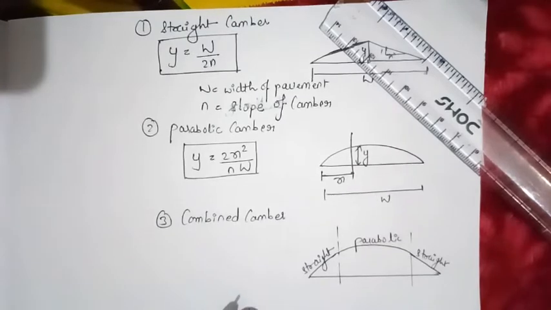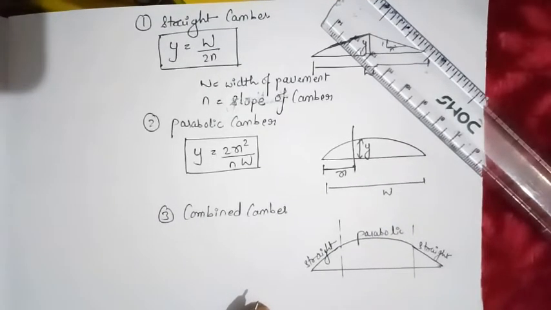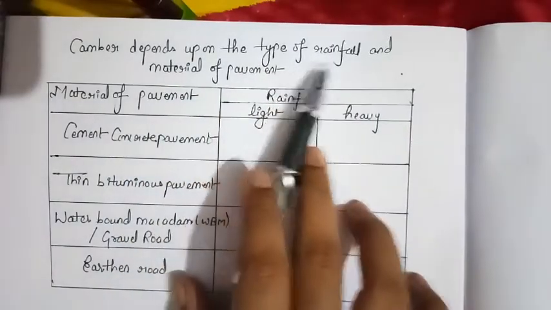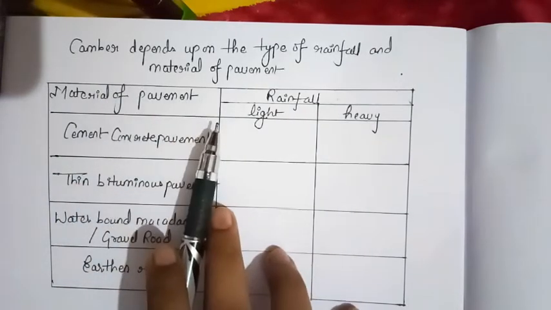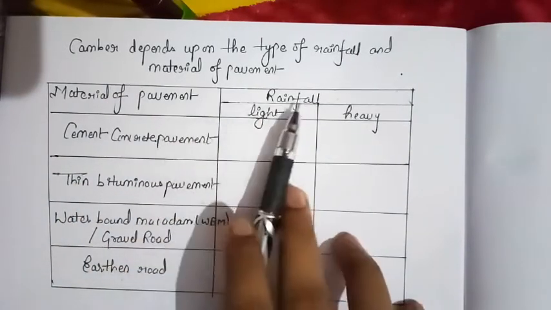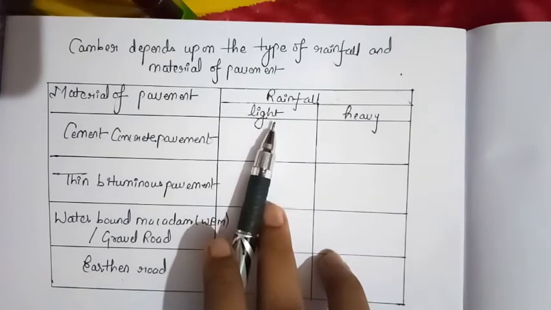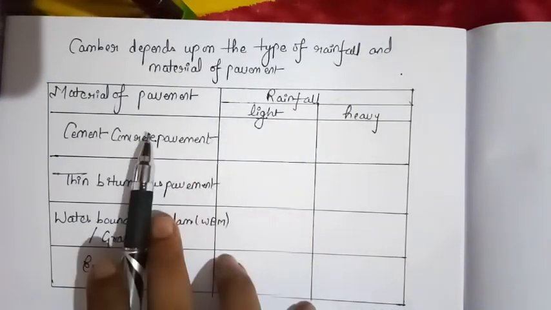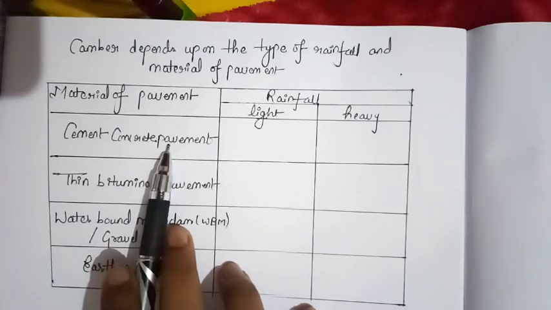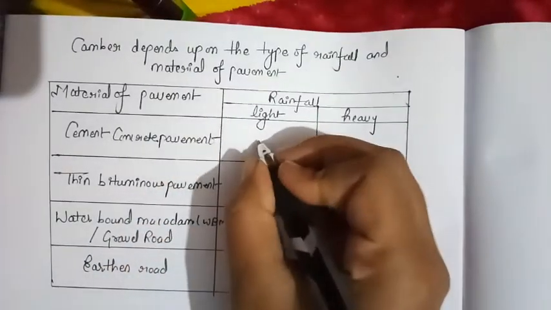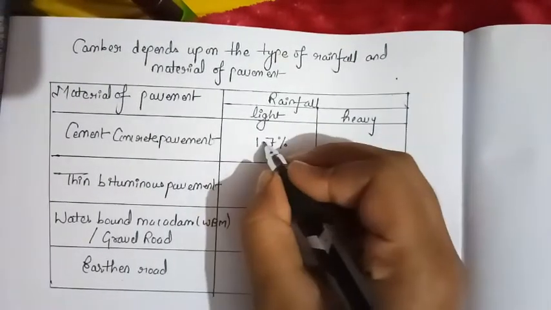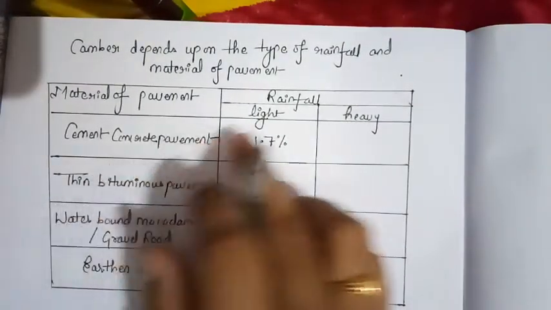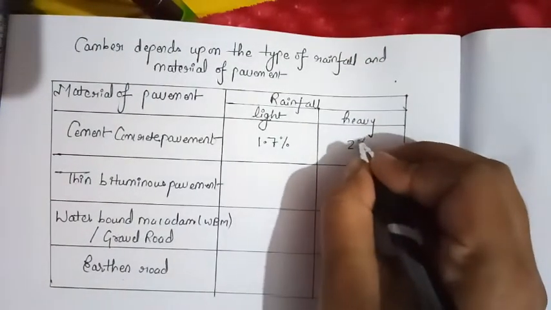Next we will see some values of camber based on the rainfall intensity and the pavement material. Camber depends upon the type of rainfall and the material of pavement. So when there is a light rainfall in the area and the pavement is a cement concrete pavement, then the value of camber is 1.7%. And when the rainfall is heavy in that area, then in the cement concrete pavement the value of camber is 2%.